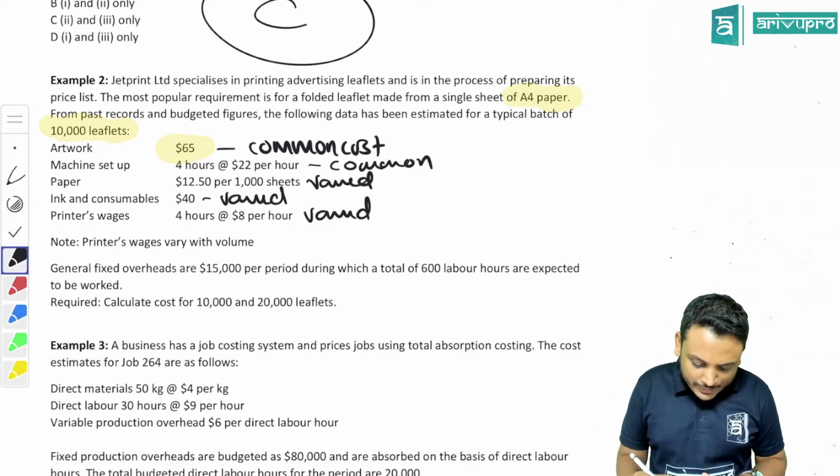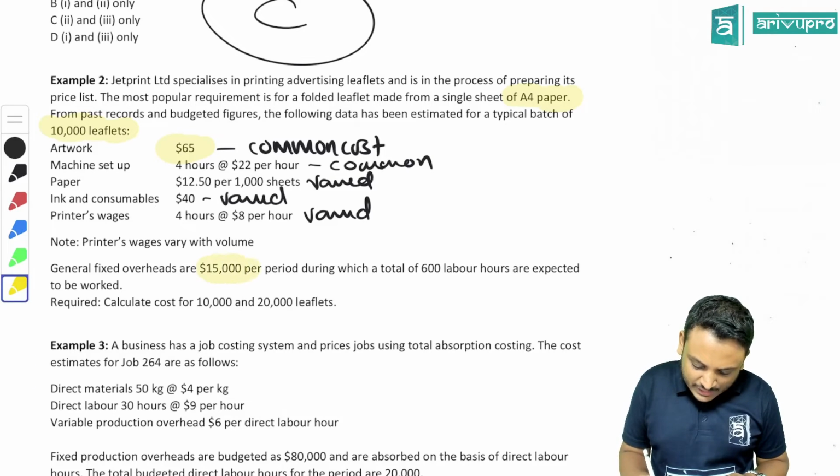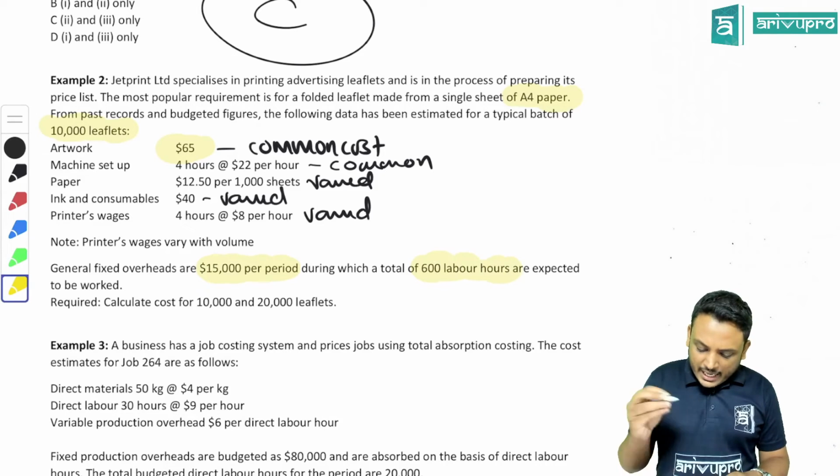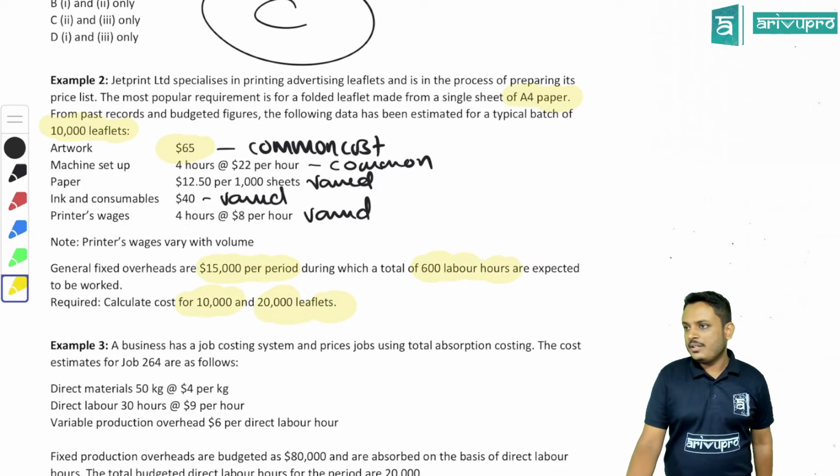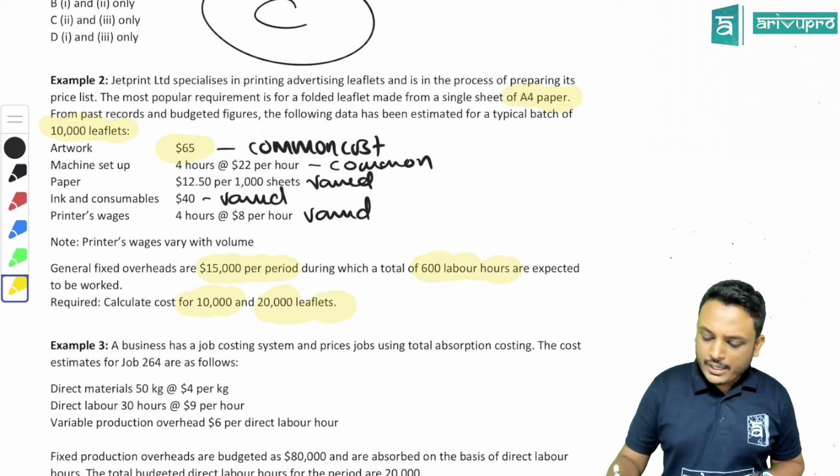General fixed cost how much? Fixed overhead 15,000 and the total 6,000 labor hours are expected to work. They ask us to calculate the cost of 10,000 and 20,000 leaflets. Shall I do this question? Right. So write down.